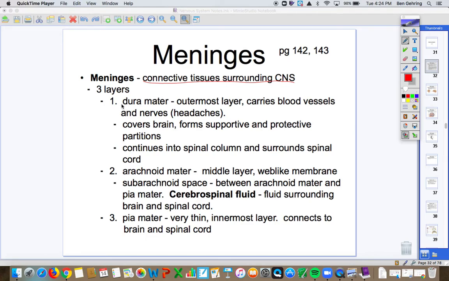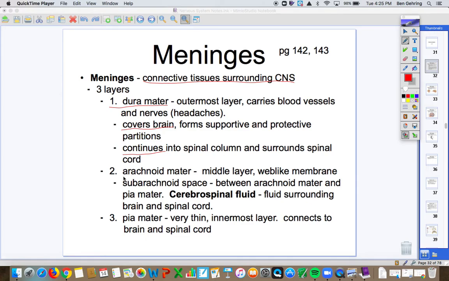There are three layers of your meninges. The outermost layer is called dura mater, which carries blood vessels and nerves. And so when this gets aggravated or inflamed or damaged, this is where you get your headaches. This covers your brain, forms a supportive and protective partition, so it connects to your brain on the outside. It just provides support, so it connects it to the more stable structures such as your spine and your skull. Continues into the spinal column and surrounds the spinal cord. So it goes from your brain to your spinal cord the entire way down.